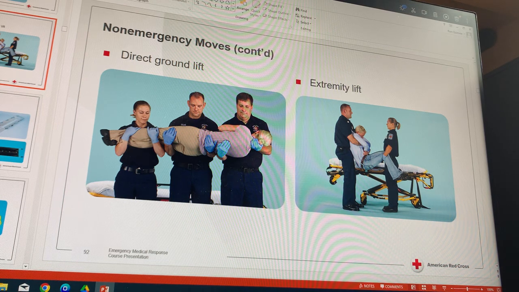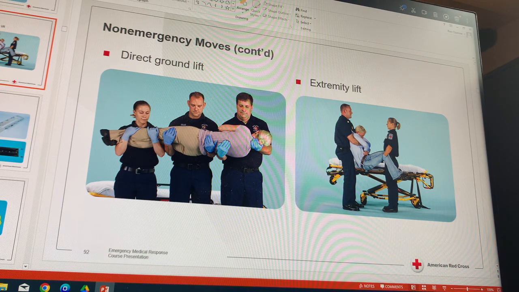The responder kneeling at the patient's head places one arm under the patient's shoulders, cradling the head, and places the other arm under the patient's upper back. The next responder places one arm under the patient's waist and the other under the buttocks. The third responder cradles the patient's hips and legs.